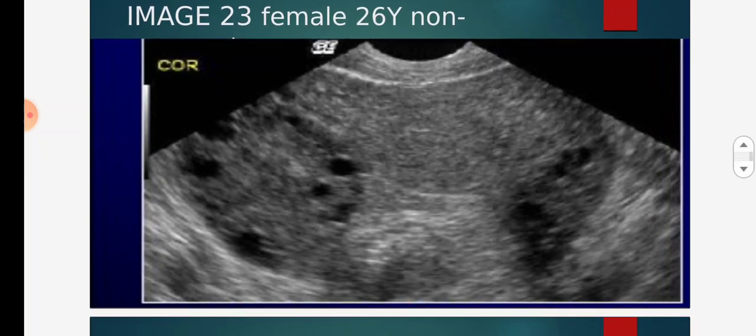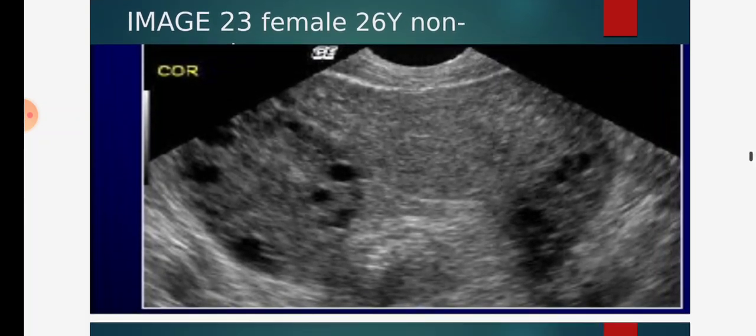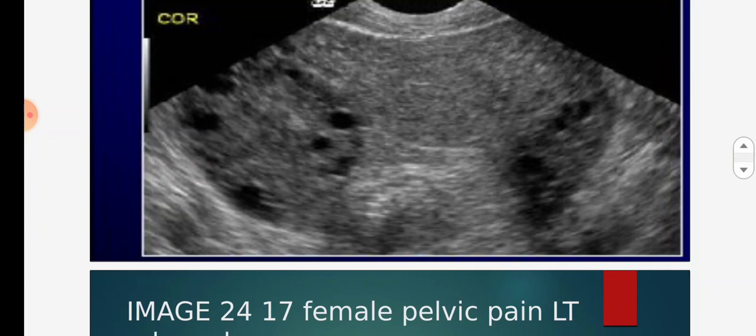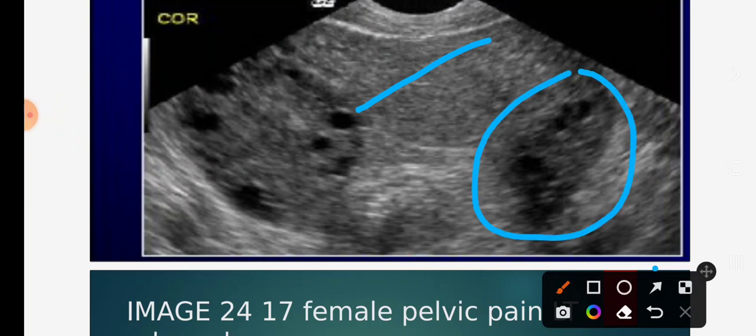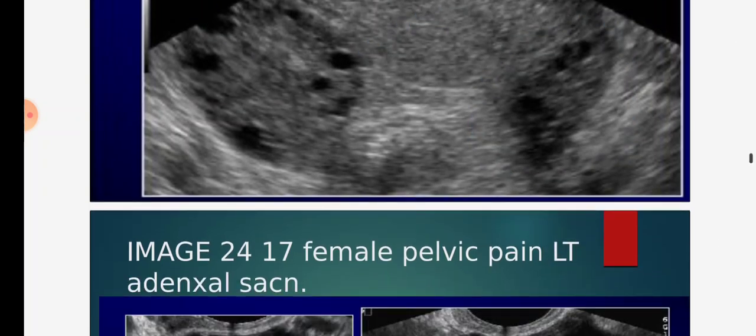23, female, 26 years, non-pregnant. Another one, bilateral ovaries. I see multiple cysts. How do we differentiate these cysts from follicular cysts? The feature of PCO, polycystic ovaries: polycystic is more than 10 follicles, each measuring less than 10 millimeters, and the ovary measurement is more than 10. It's called the 10 rule.